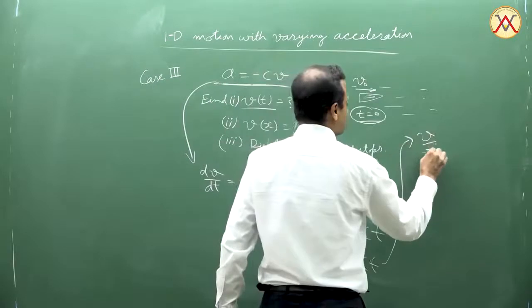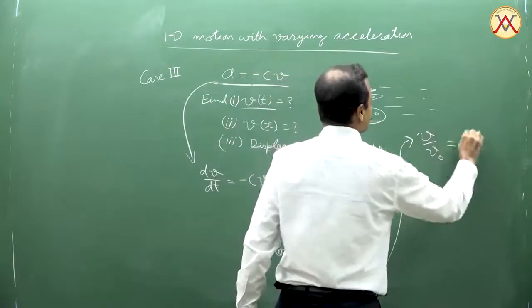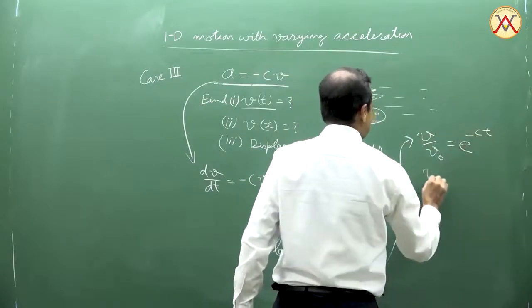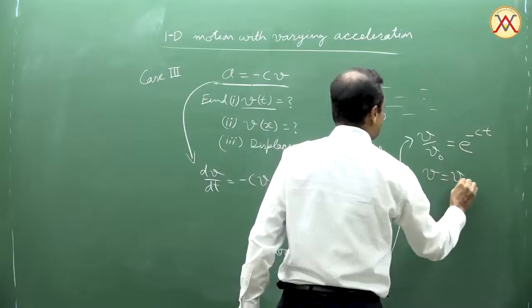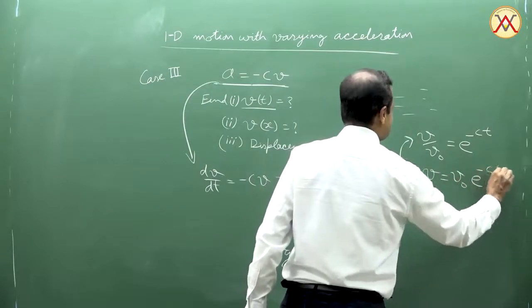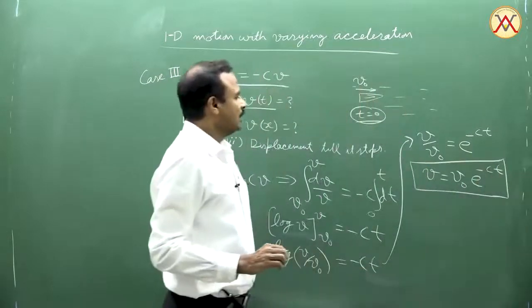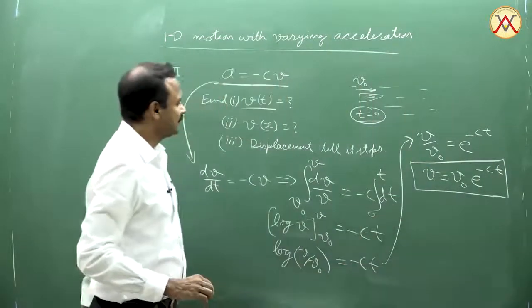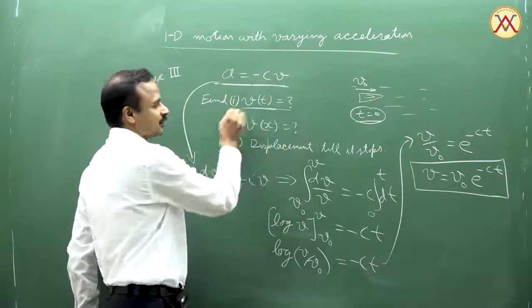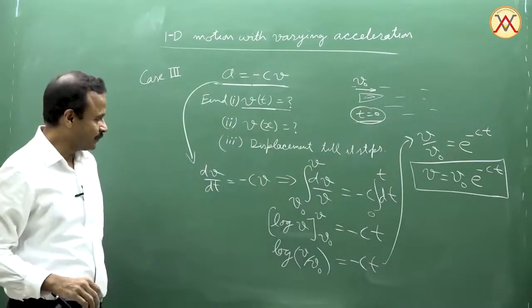And finally, if you take the exponent on the other side, this can be written as v by v0 equal to e to the power minus ct, or v is equal to v0 e to the power minus ct. So this is the required expression for velocity as a function of time.